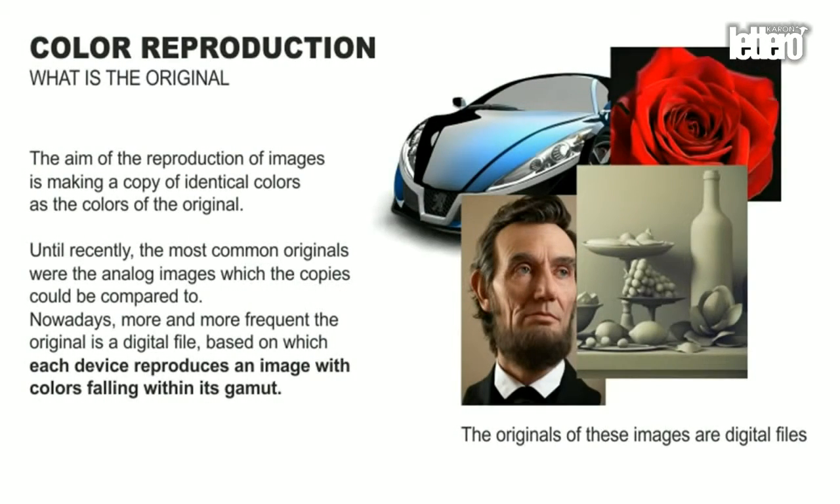The aim of reproducing images is to make copies of colours identical to the originals. Until recently, the most common originals were analogue images to which copies could be compared. Nowadays, originals are much more often digital files, based on which each device reproduces an image with colours that fall within their gamuts.